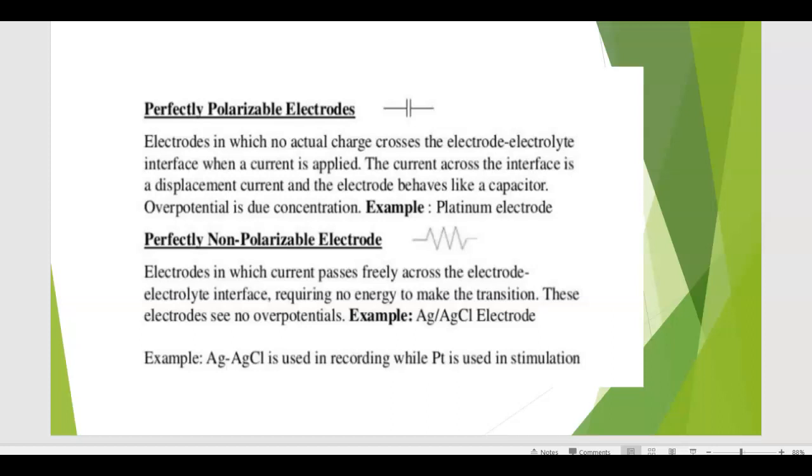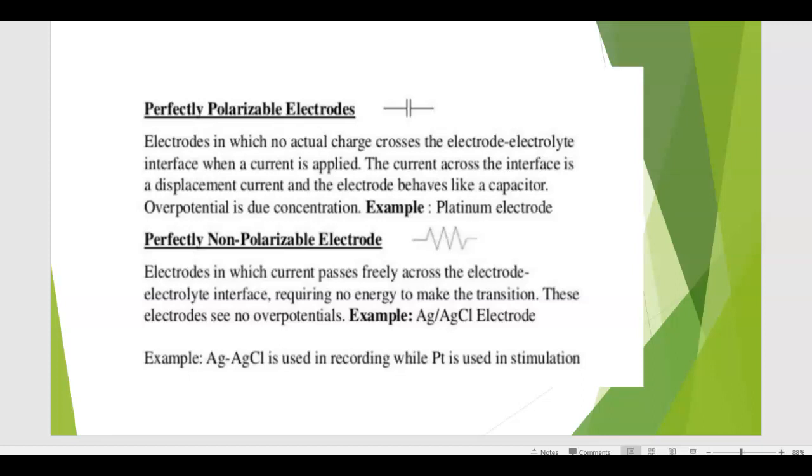Perfect polarizable electrodes. Electrodes in which no actual charges cross the electrolyte interface when current is applied. This current across the interface is a displacement current, and here the electrode behaves like a capacitor. Here the over potential is due to concentration. The example for the perfect polarizable electrode is the platinum electrode. As it behaves like a capacitor, the symbol is noted like this. Perfectly non-polarized electrodes.